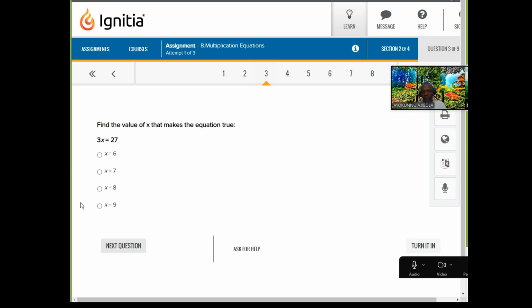9. 9. That's correct. Then, how many solutions does this have? 7 times 7 is 49. So only one solution, okay? Yes. And this one says find the equation in which x equals 7. So 9 times 7 is 63. Okay? Yes.